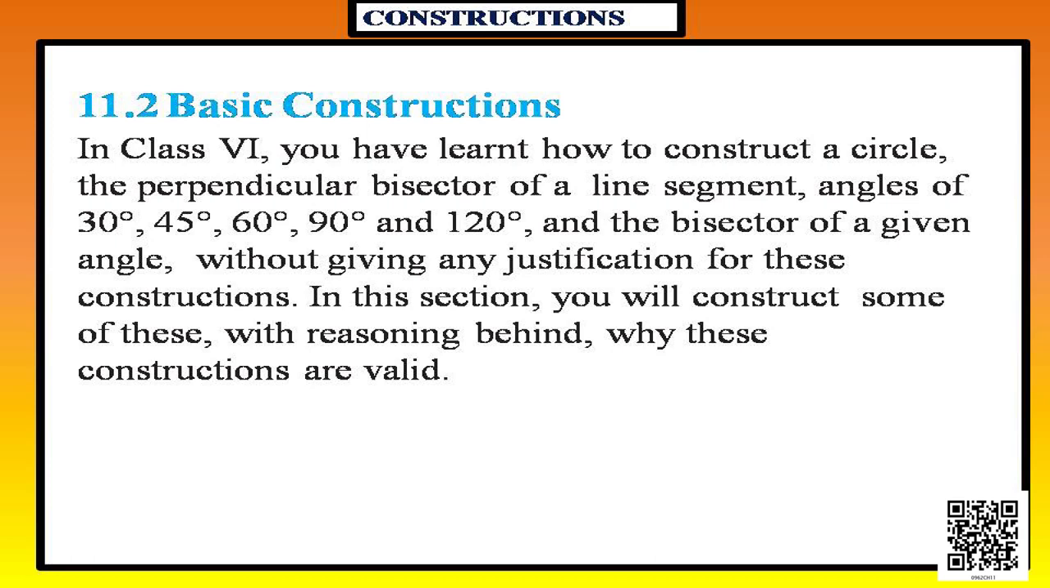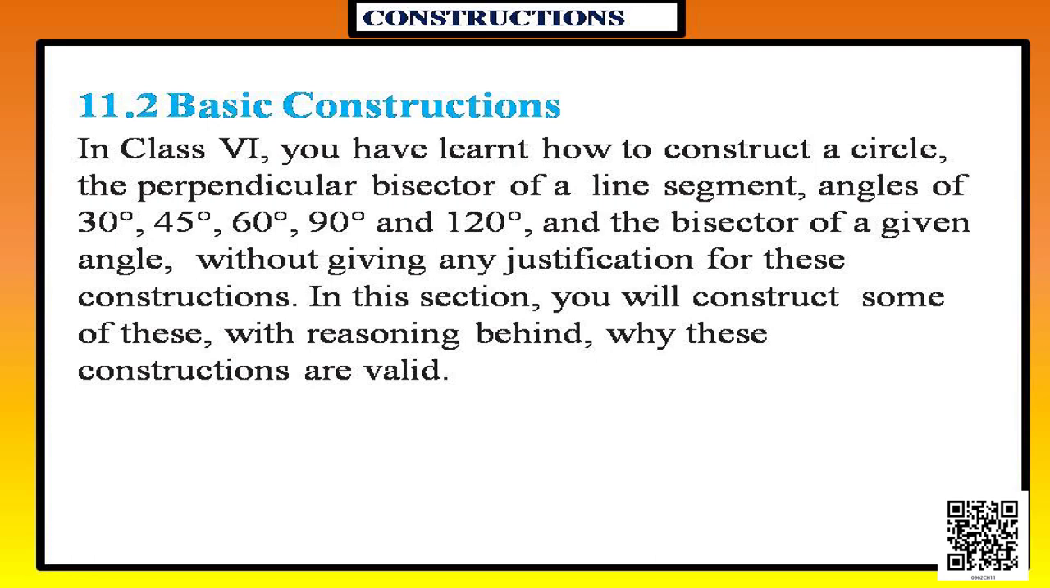In class 6, you have learned how to construct a circle, the perpendicular bisector of a line segment, angles of 30 degree, 45 degree, 60 degree, 90 degree and 120 degree, and the bisector of a given angle without giving any justification for these constructions. In this section, we will construct some of these with reasoning behind why these constructions are valid.